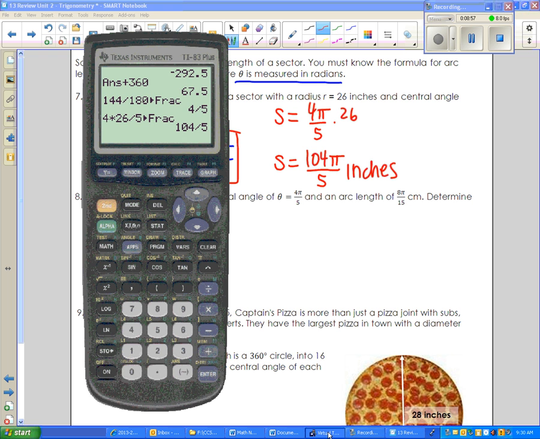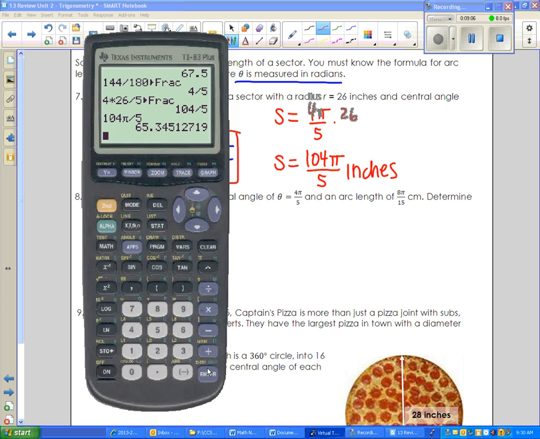Now, if you wanted to write it as a decimal, you could basically do 104 times pi divided by 5, and this would give you your decimal approximation. I do think on the test, though, it's written as a fraction, and so I'd encourage you to leave it as such.